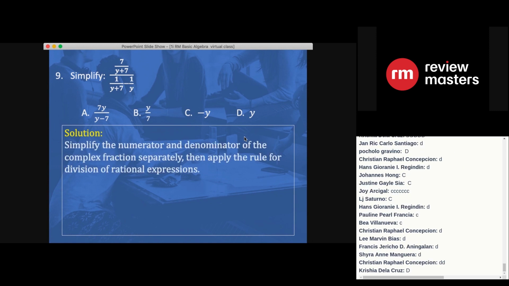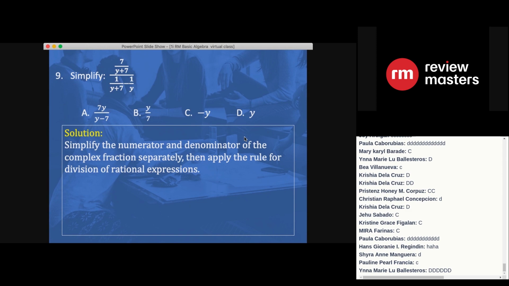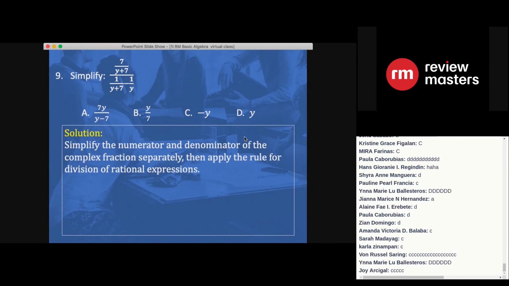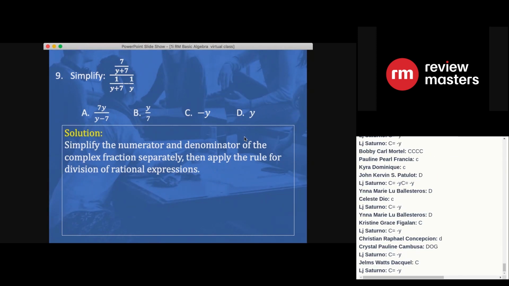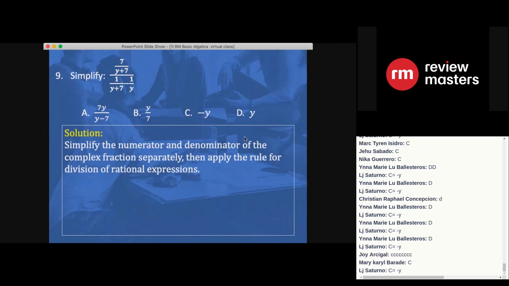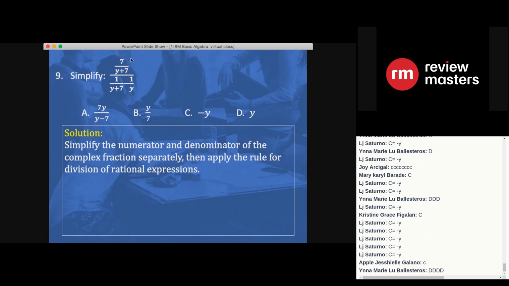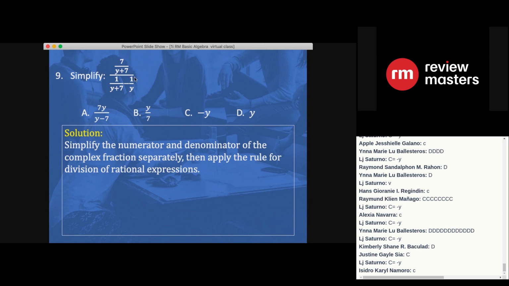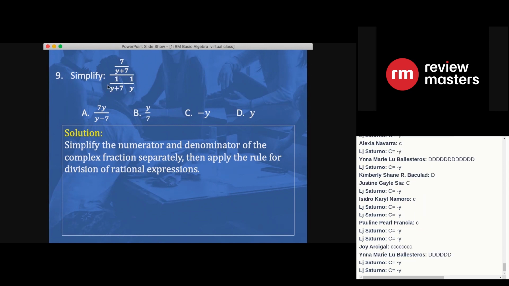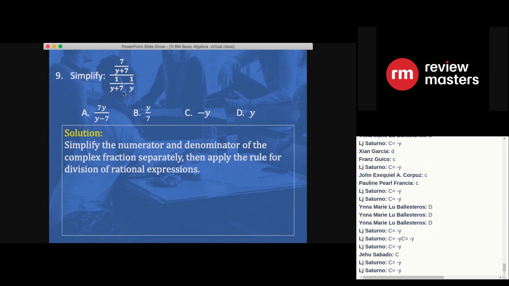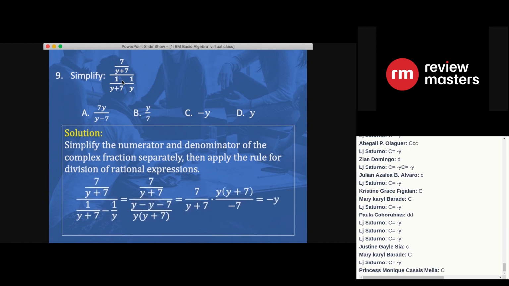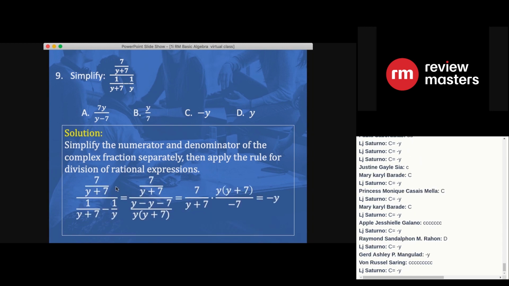Okay, so let's check. Simplify the numerator and denominator of the complex fraction separately. Then apply the rule for division and rational expressions. So ito, isi-simplify mo. Ito, isi-simplify mo din. Kasi ito yung numerator ng complex fraction mo, and this one is the denominator of your complex fraction. Okay, so here.